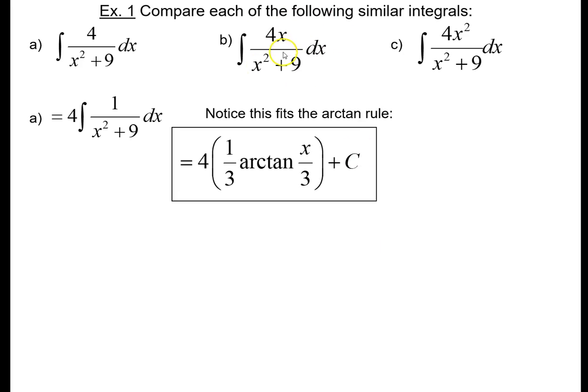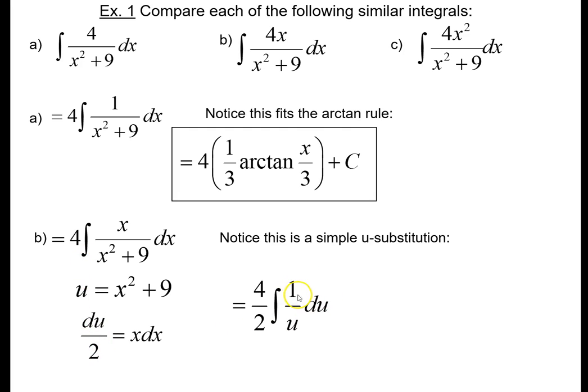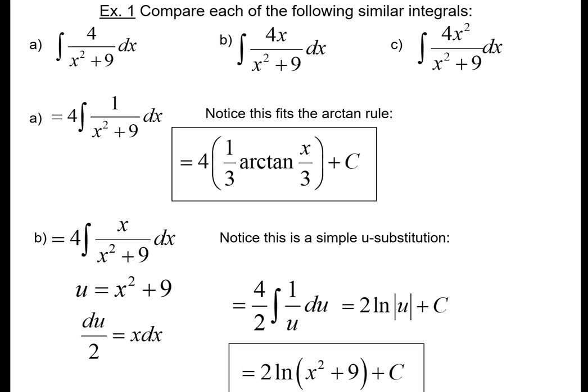Now look at letter B and tell me what the difference is. This does not fit arctan because the problem is you have this x up here. So the alternative then would be to use a U substitution and let U equal the denominator, x squared plus 9. And then, of course, the derivative would be 2x, divide by 2, put the 1/2 in the front, and we have 1 over U du is the substitution. And so our result is a natural log.